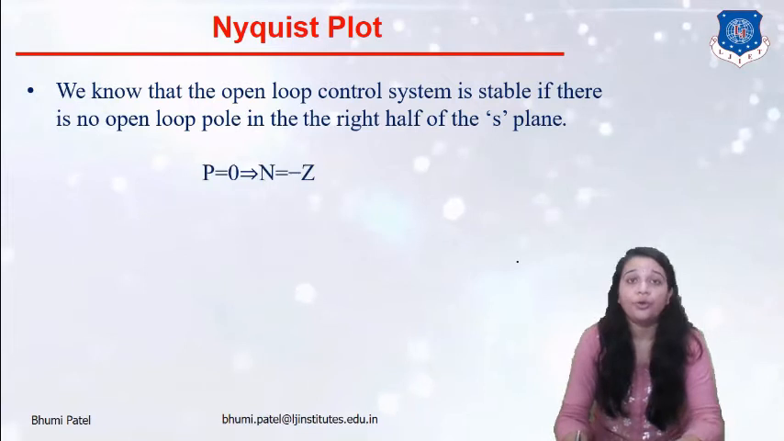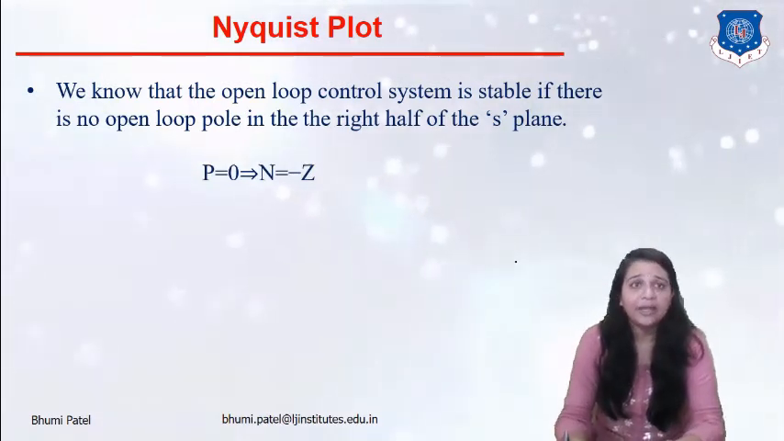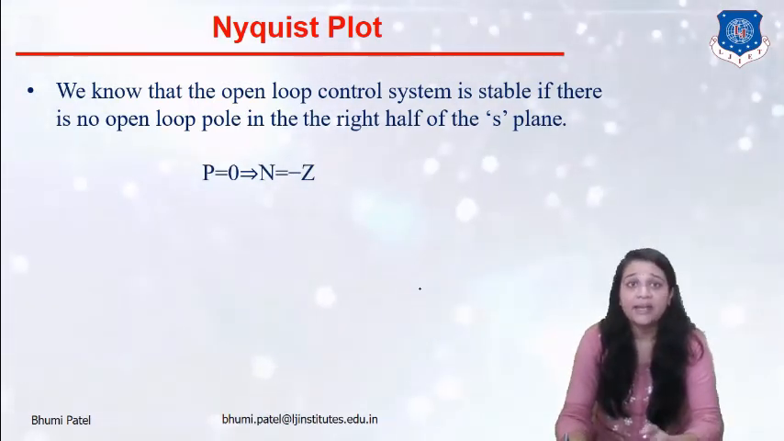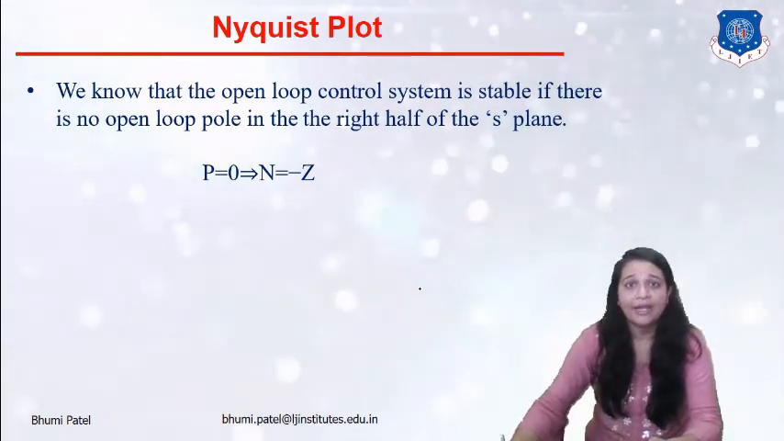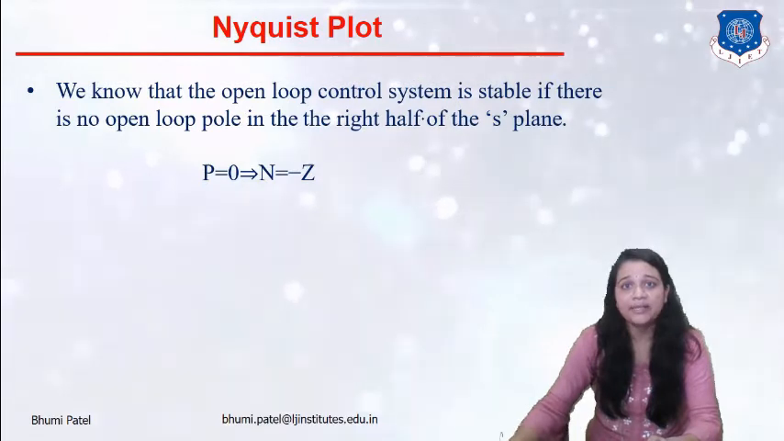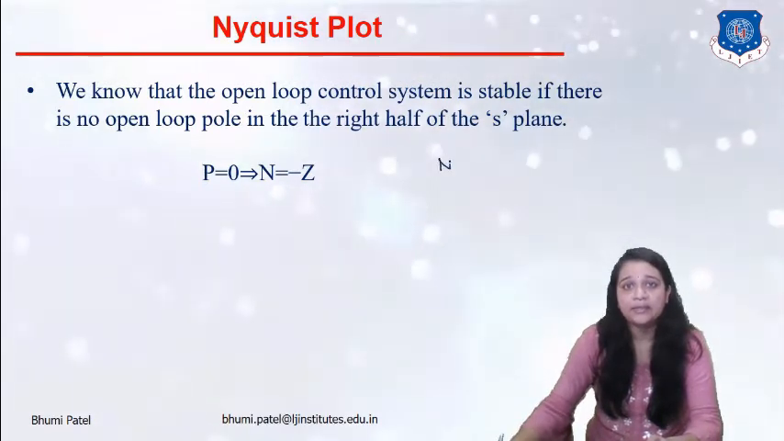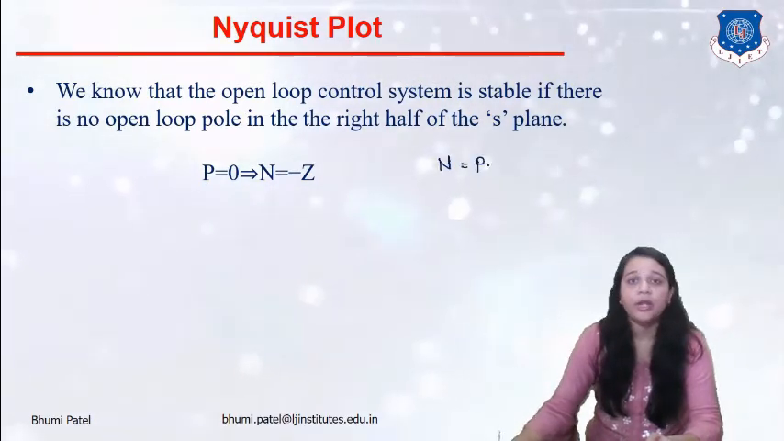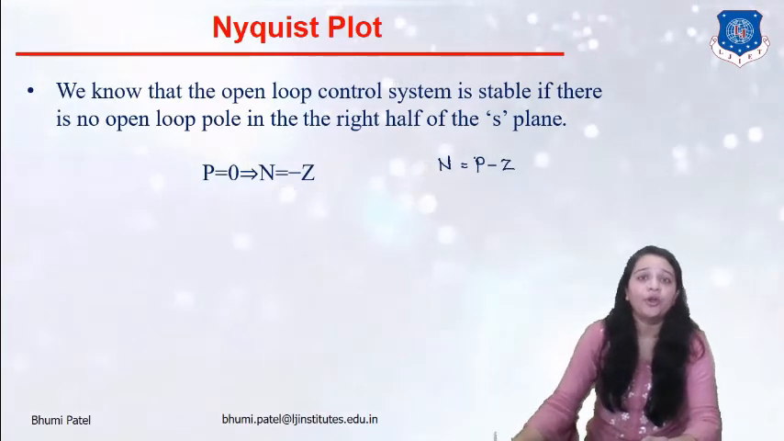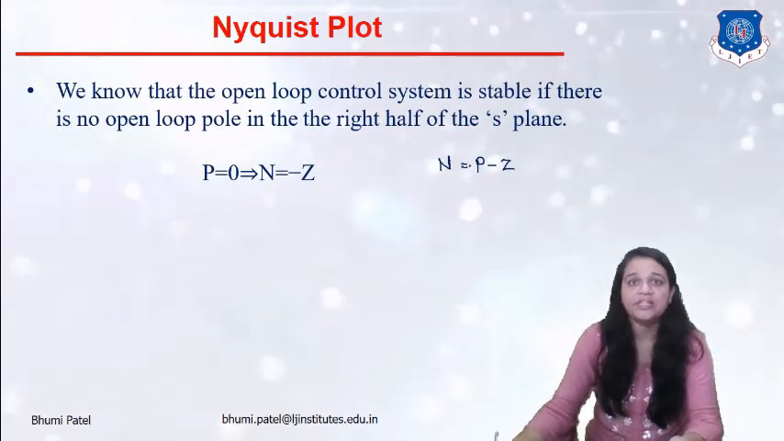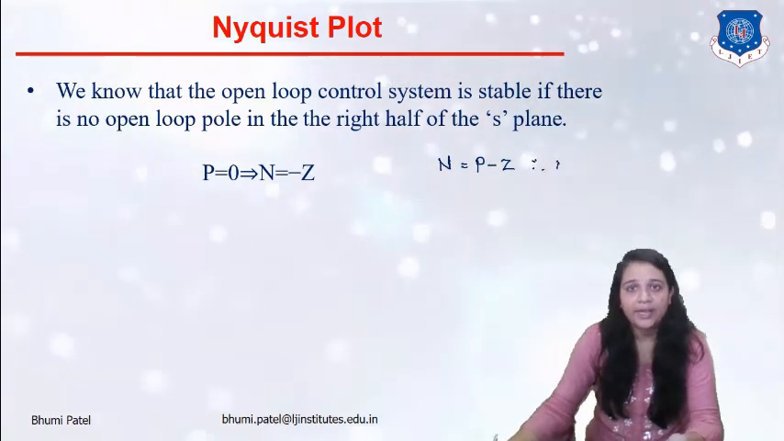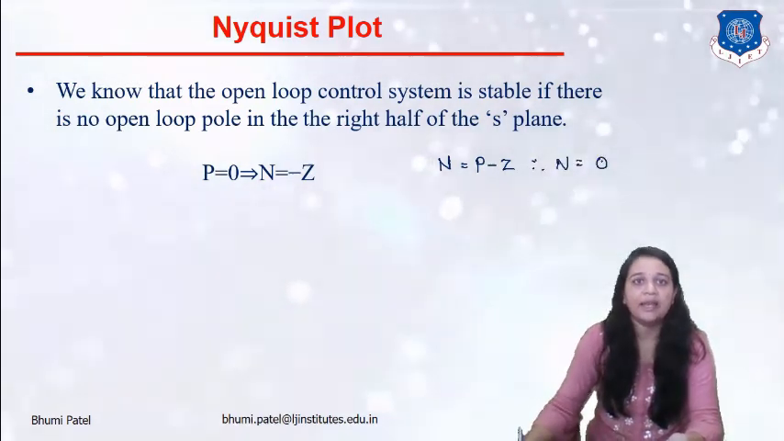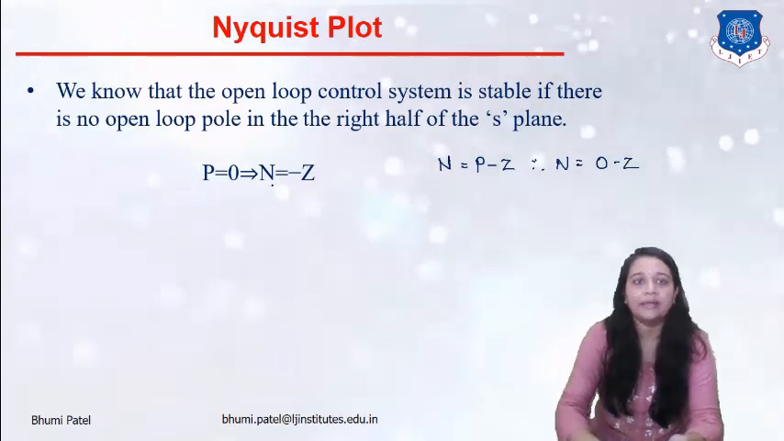Now, if no pole is located in the right half side, that means the value of P is equal to 0. So put the value of P in the encirclement equation, N is equal to P minus Z. Since P is equal to 0, we get N is equal to 0 minus Z, so N is equal to minus Z.